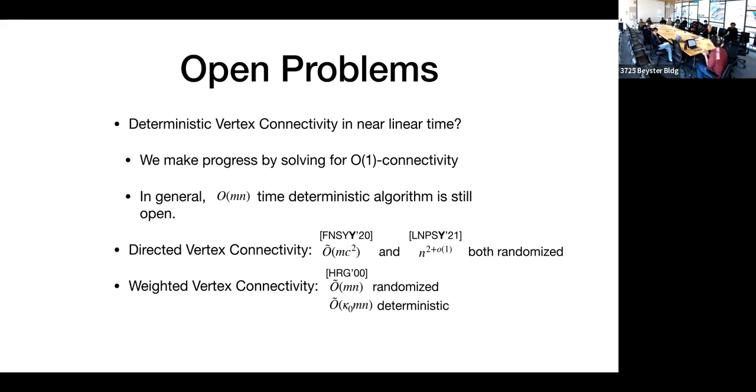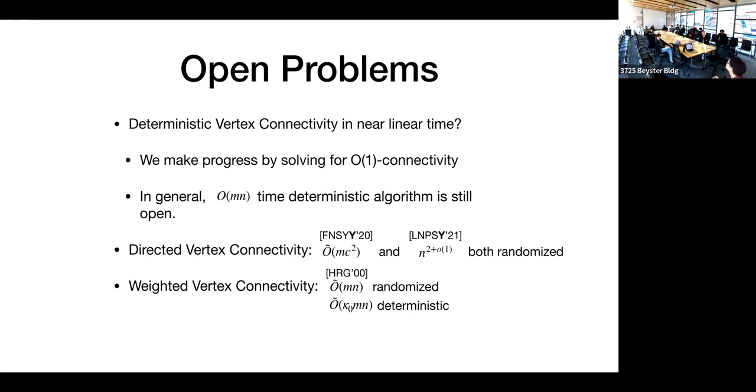Then the remaining outstanding open problems include: can we get this ultimately in near linear time for any connectivity? We made progress by getting it for constant connectivity. And even generally, can we break mn time deterministically is still a great question. Also, there are variants like the directed version and the weighted version that are quite open. We don't even know a linear time algorithm even if we use randomness. For directed, the best known is like mc squared and n squared, both randomized. And for weighted, we know only a running time of mn randomized, and kappa 0 means unweighted connectivity.